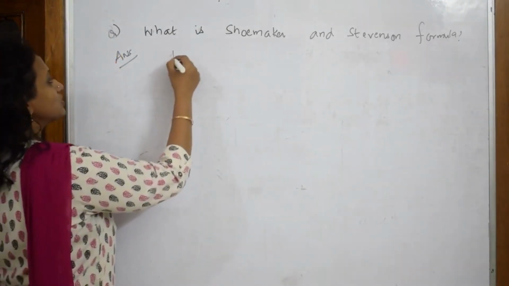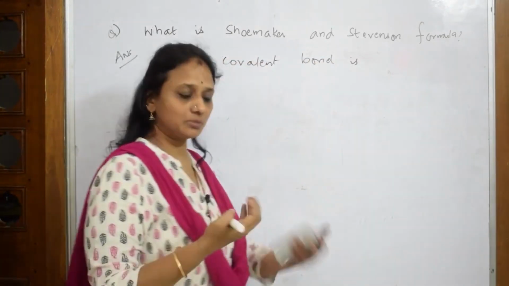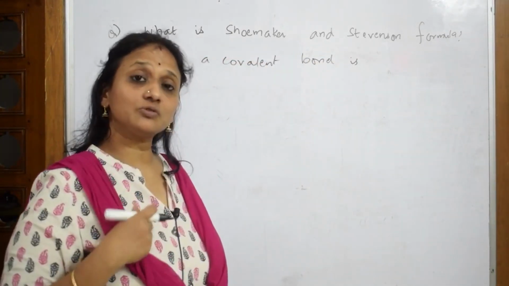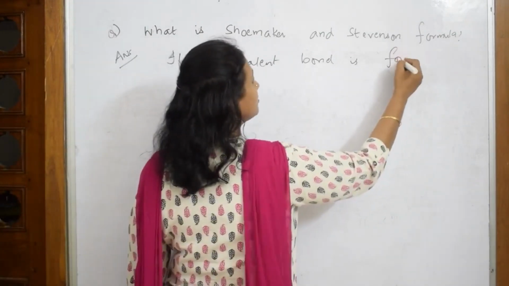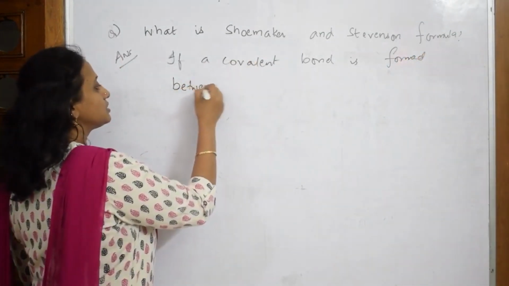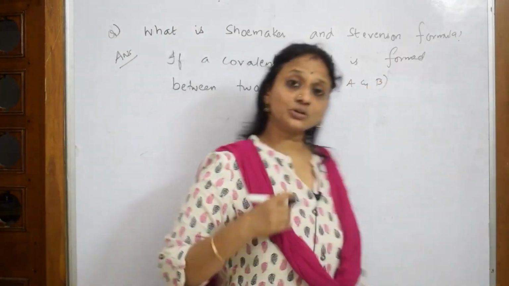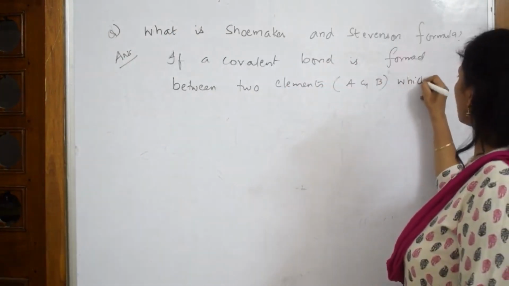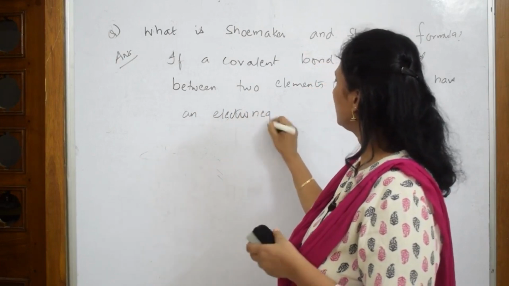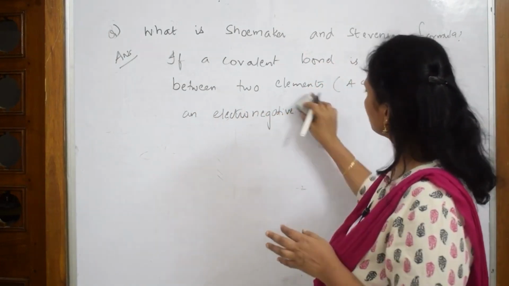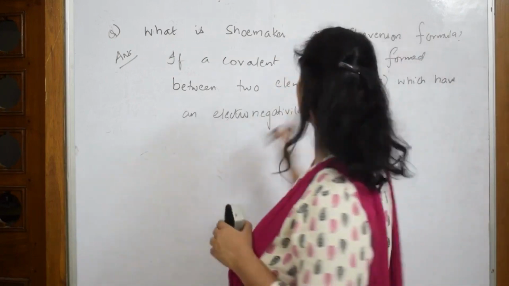Right. Suppose a covalent bond is formed. When is a covalent bond formed? When there is sharing of electrons, right? And if this covalent bond is formed between two elements which have an electronegativity difference, that is the concept here. Let me take those two elements as A and B. If this covalent bond is formed between two elements which have a difference in the electronegative values, then we use the Shoemaker and Stevenson formula.